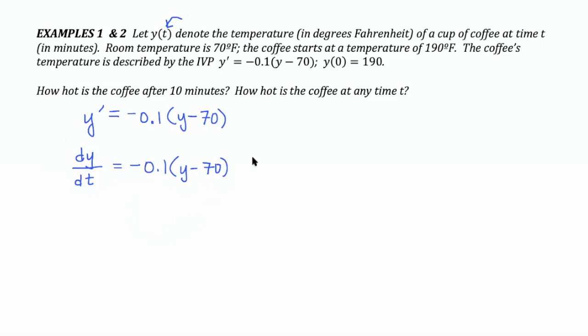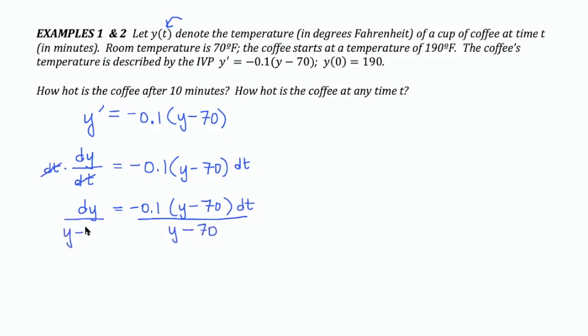Now it's easy enough to get the t over onto the right side simply by multiplying by the dt. So we're left with dy equals negative 0.1 times y minus 70 dt. These things are all being multiplied, so I can move the y term back over to the left, which is where I want it, simply by dividing both sides by that term. And I now have dy over y minus 70 equals negative 0.1 dt.